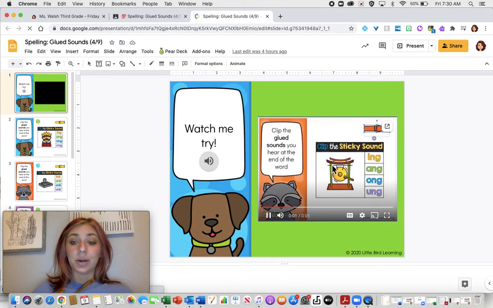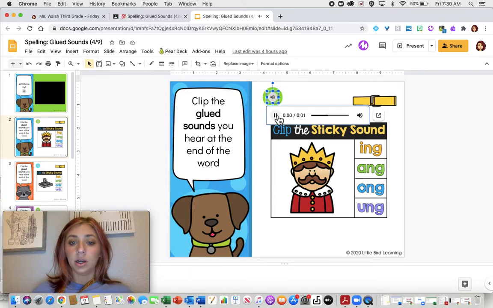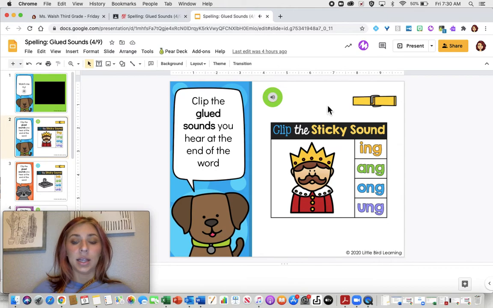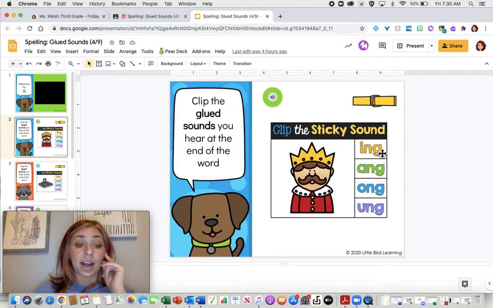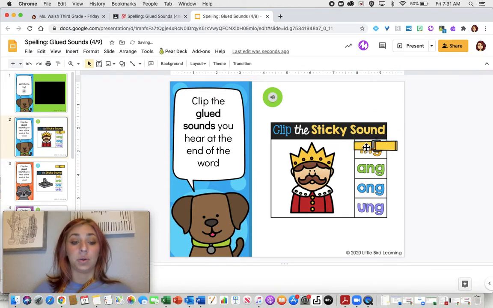Perfect. And so it's going to show how you click and drag the clip to the spot. And so we're going to move to number two. You have audio here. It will read the words to you. King. So the word is king. And so I'm listening to the word king, and I'm going to find the sound that matches it using the glued sounds. King. Ang. Ong. Ung. Ing. And I would take my clip and cover where it says ing. And that's my way of showing how I can hear the different ending.